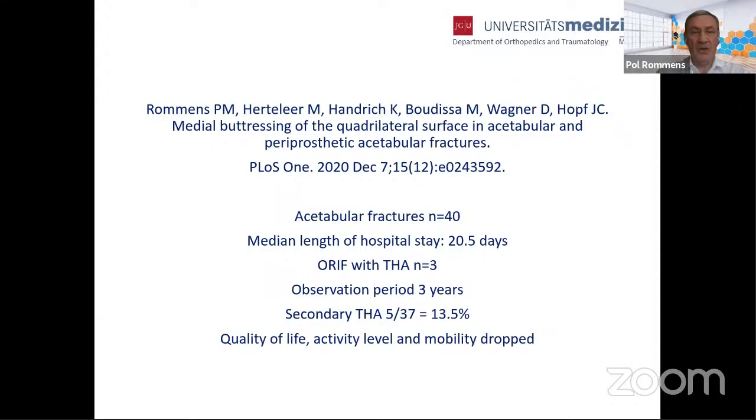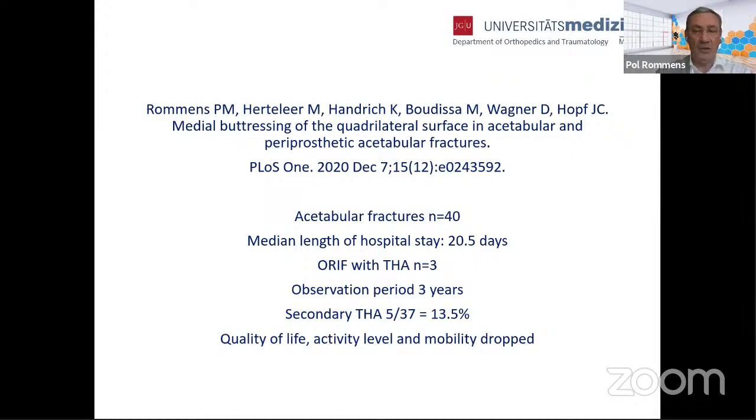It is focused on 40 acetabular fractures with a displacement of the quadrilateral surface, with a mean length of stay of 21 days. There was a primary total hip arthroplasty together with ORIF in 3 patients. The other 37 patients we observed for 3 years, and we had a total hip arthroplasty in 13.5% of them. If you remember the other paper that we published a year earlier, that level was 24%. Here it is 13.5%. That means it's lower.